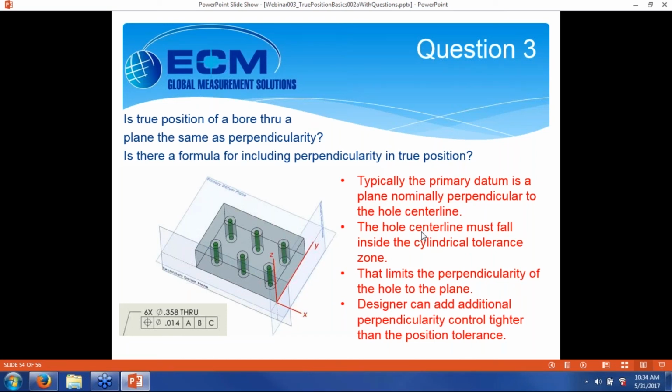Now with position tolerances, the whole center line has to fall within the cylindrical tolerance zone, running all the way up and down, and that zone by definition is perpendicular to the primary datum. So that's going to limit the perpendicularity of your hole to that datum plane, right? Because you can't get too crooked, or you'll come outside of the position tolerance zone. If perpendicularity is really important to the designer, and he needs a tighter control than what's inherent in the position callout, he can add a second line to that feature control frame. He can add another segment down here with a perpendicularity callout, and that should be tighter than the position tolerance.